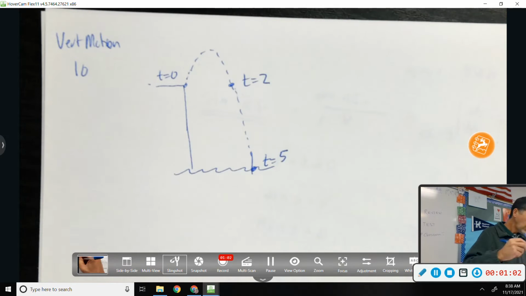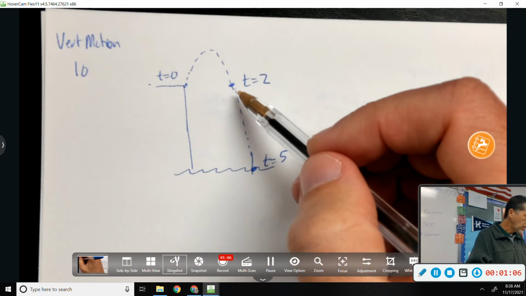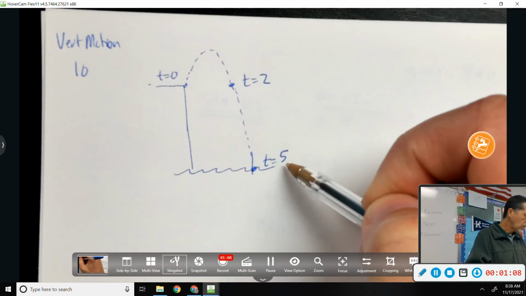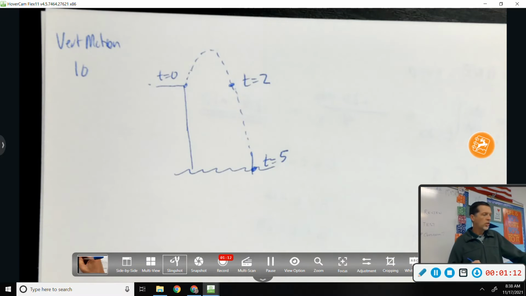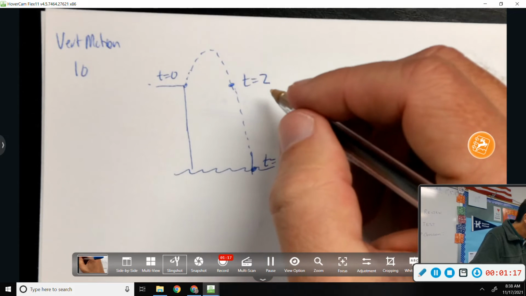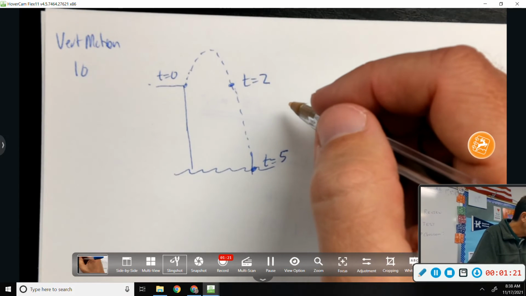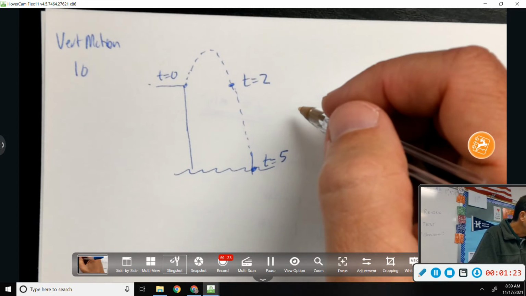So a man standing on a bridge throws a rock upward. 2 seconds later, passes the man on the way down. 3 seconds after that, it hits the water. Find the initial velocity and the height of the bridge above the water. Okay. You know what's interesting about this question is it doesn't specify feet or meters.